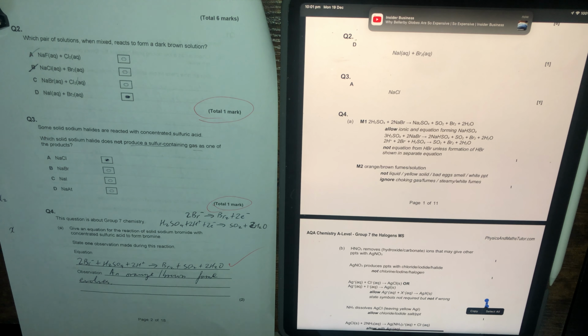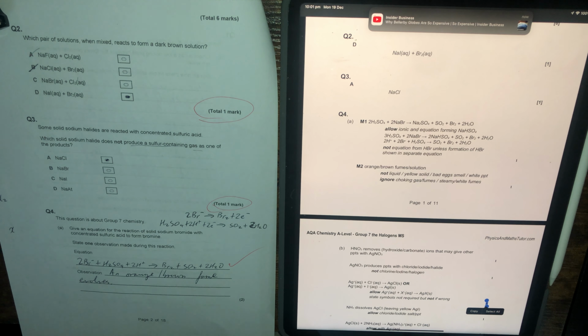As far as I can see here, these are all the correct state symbols. Silver fluoride would be aqueous, because this equation here is just disregarded; you're not really going to form silver fluoride. That just redissolves back into silver ion, fluoride ion. So you wouldn't really need that, to be fair.